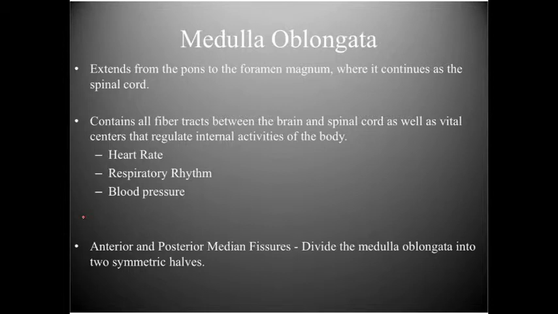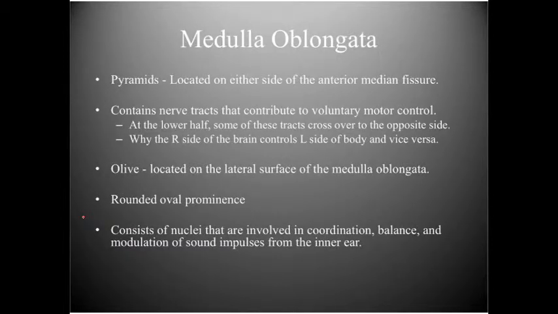Anterior and posterior median fissures divide the medulla oblongata into two symmetric halves. The pyramids are located on either side of the anterior median fissure and contain nerve tracts that contribute to voluntary motor control. So the pyramids are going to be contributing to voluntary motor control. At the lower half, some of these tracts cross over to the opposite side, which is why the right side of the brain controls the left side of the body and vice versa. And so if you've ever wondered why the left side controls the right side and vice versa, this is it.